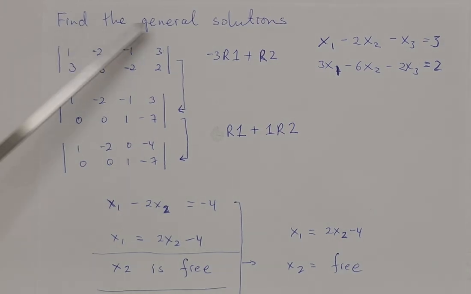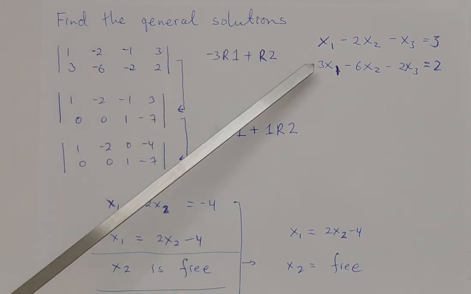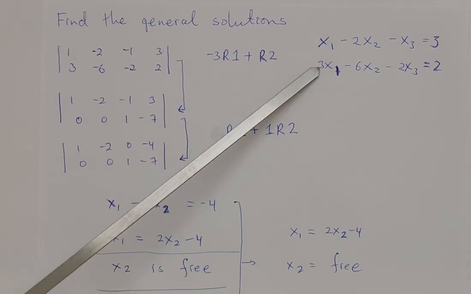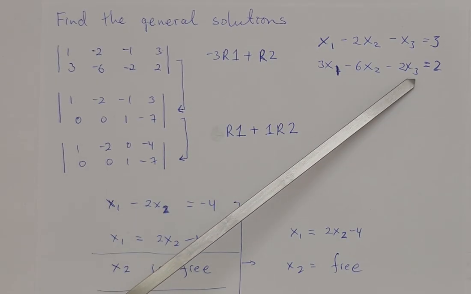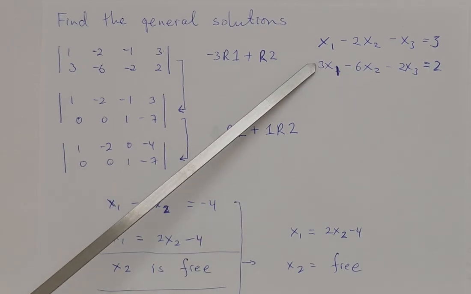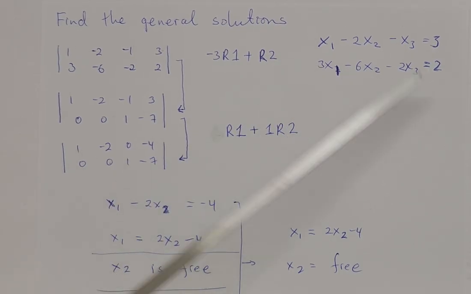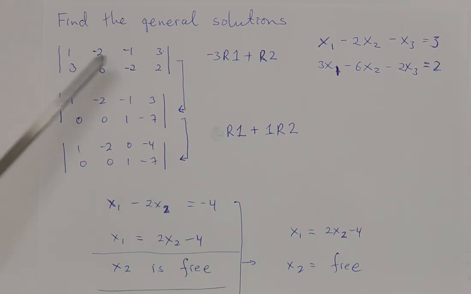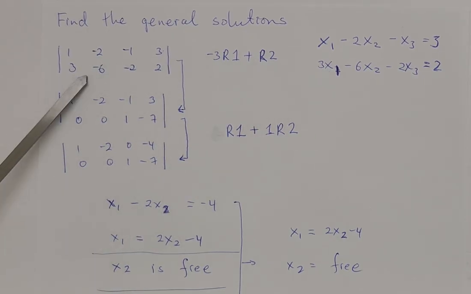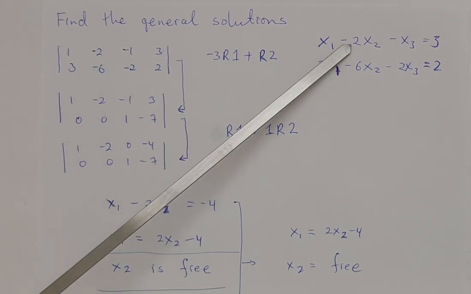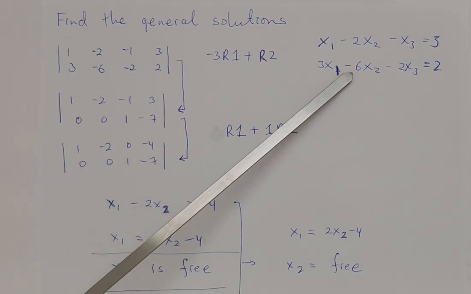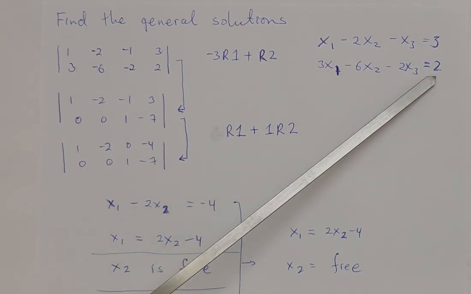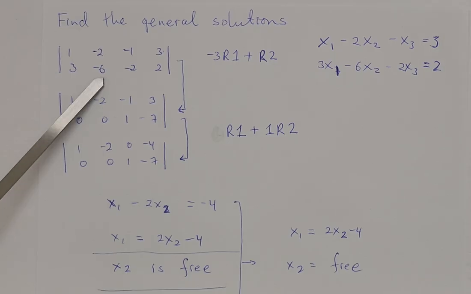This lesson is find the general solutions. Here we have two equations with three variables. First equation, first row. Second equation, second row. 1, -2, -1, 3 is the first row, and 3, -6, -2, 2 is the second row.